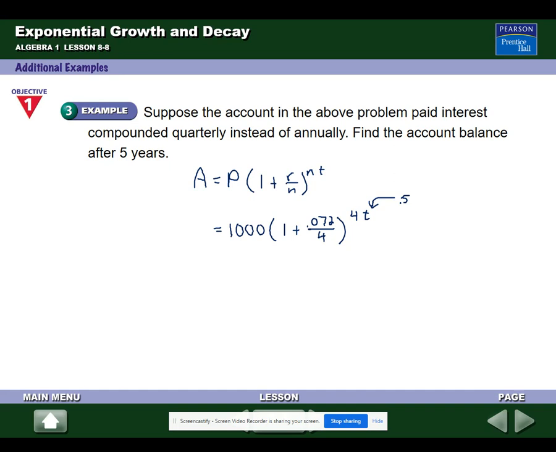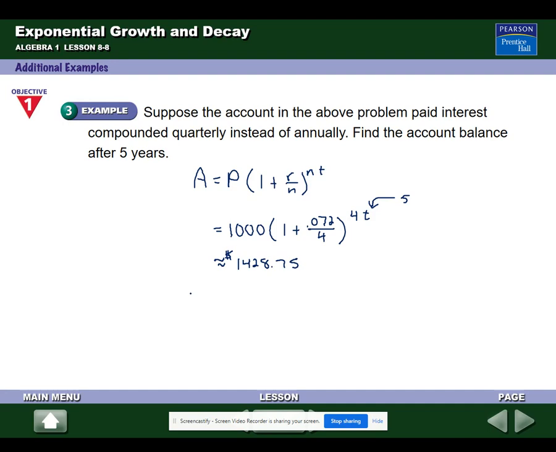And when I do all of that, I get $1,428.75. Again, rounding to the nearest cent. 1428.75. Okay? Now again, a bit of a silly example. It probably would have been better if they'd used 10,000 rather than 1,000. But this is the number they give us.